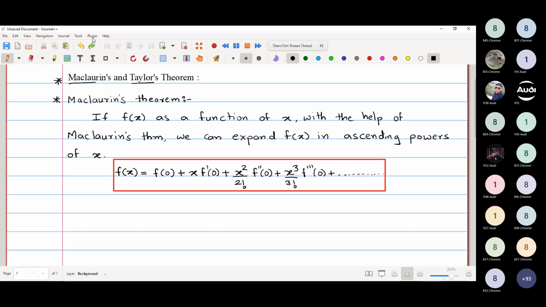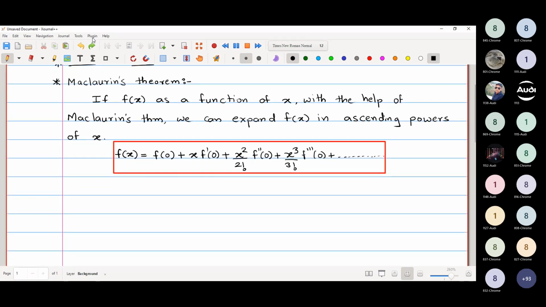So if they are asking you the expansion of the function up to the power 4, then you have to write down the expansion up to x to the power 4. If they are asking you up to the power 2, you have to write down only up to this. If they are asking you up to the power 5, then you have to write down the answer till x to the power 5 and so on. Depending on the question, we are going to take the number of terms over there.